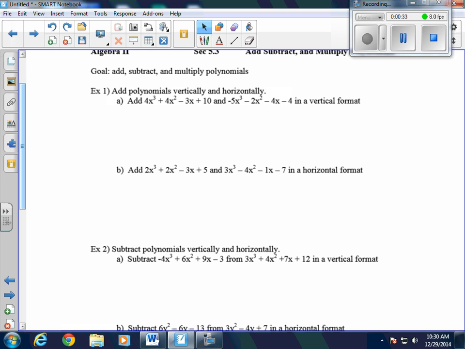Now, when you get to your assignments, it doesn't matter which way you do it. I don't care if you add vertically, I don't care if you add horizontally, as long as you pick one of the methods that you like doing better.